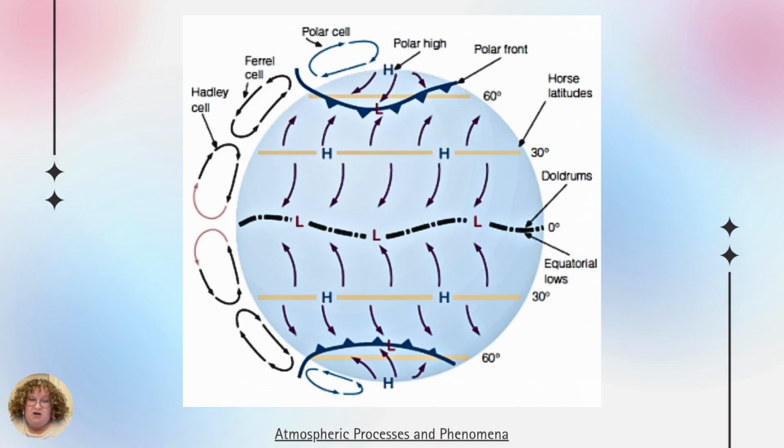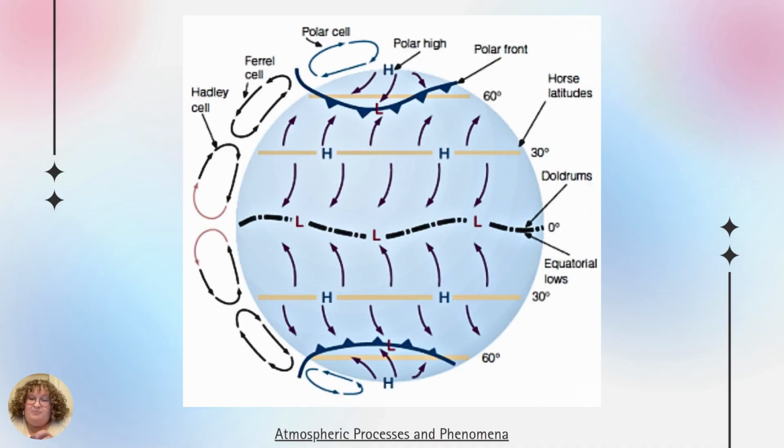But going back to this diagram, we have all 3 of those cells in the northern hemisphere. They're the same in the southern, and are labeled. So the Hadley cell is the one moving air from the equator to 30 degrees north. The Ferrel cell is moving 30 degrees to 60 degrees, and then the polar cell is 60 degrees to 90, the North Pole. And at each region, those purple arrows are representing the general air movement at the surface of the planet.